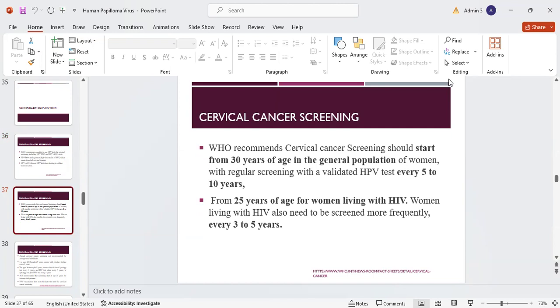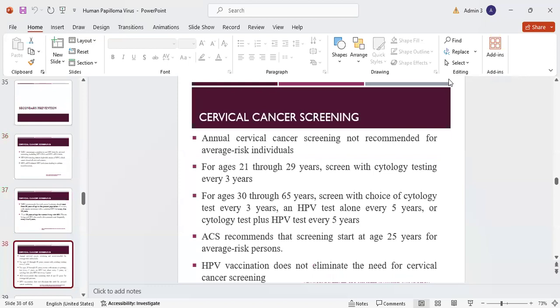From 25 years of age for women living with HIV, they also need to be screened more frequently, every 3 to 5 years. Annual cervical cancer screening is not recommended for average risk individuals. For age 21 through 29 years, screen with a cytology test every 3 years. For age 30 through 65 years, screen with a choice of cytology test every 3 years, HPV test alone every 5 years, or cytology test plus HPV test every 5 years. ACS recommends that screening start at the age of 25 years for average risk persons. HPV vaccination does not eliminate the need for cervical cancer screening.